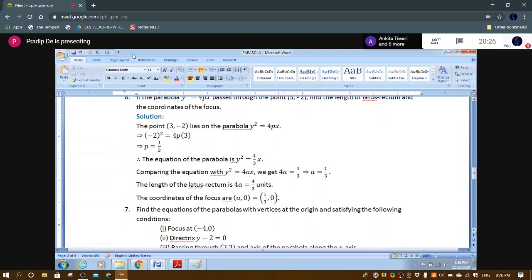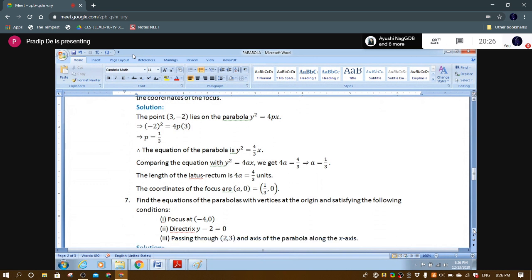Second condition, for a second parabola, the directrix is y minus 2 equal to 0. And for another parabola, the parabola passes through (2, 3), and the axis of the parabola is along the x-axis. There are 3 different parabolas. Get the equations one by one.